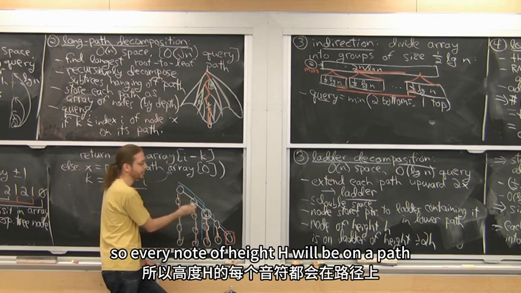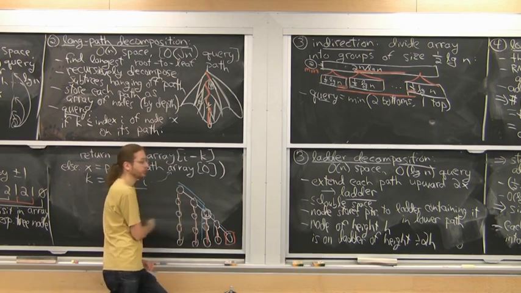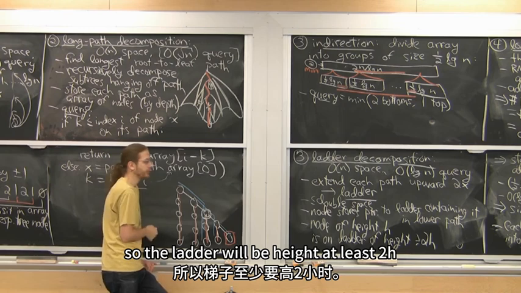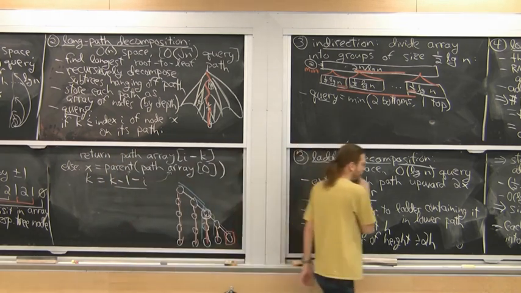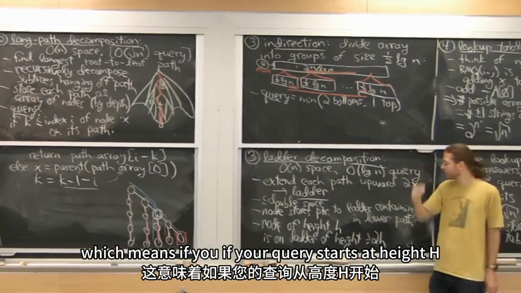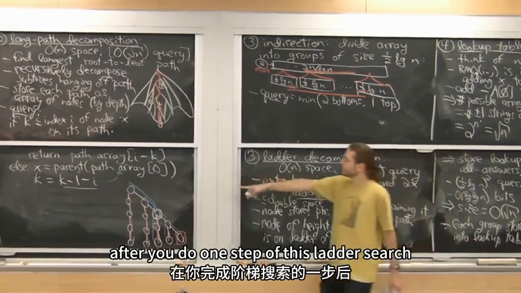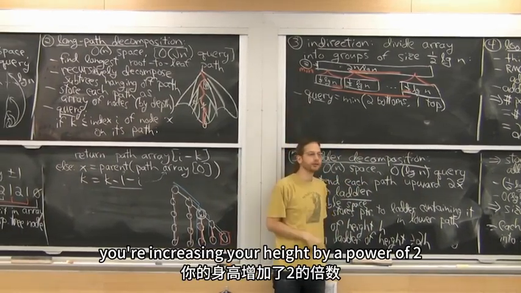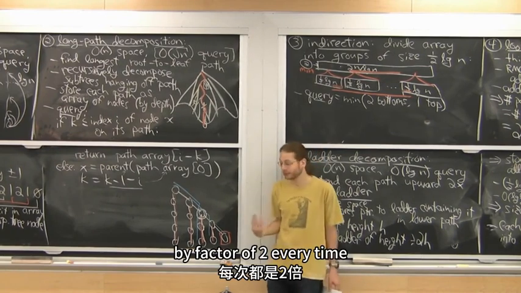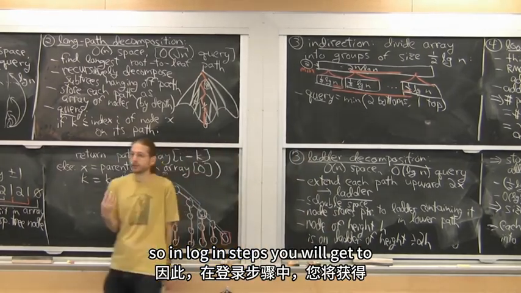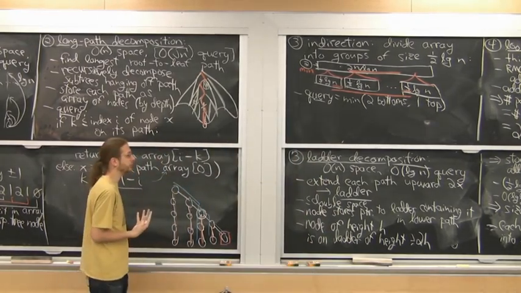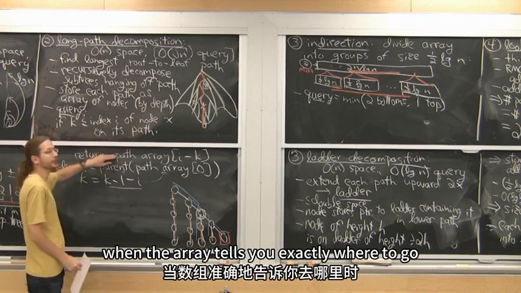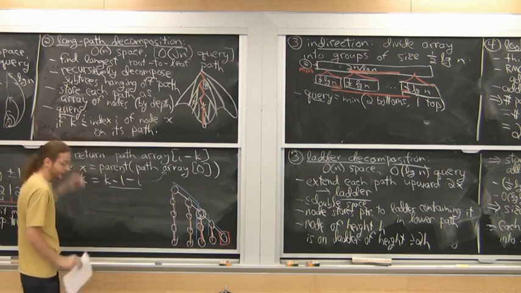So every node of height h will be on a path of length at least h, and from there down. And so you look at the ladder, well, that's going to be double that. So the ladder will be height at least 2h, which means if your query starts at height h, after you do one step of this ladder search, you will get to height at least 2h, and then 4h, and then 8h. And you're increasing your height by a factor of 2 every time. So in log n steps, you will get to wherever you need to go. Okay, you don't have to worry about overshooting, because that's the case when the array tells you exactly where to go.